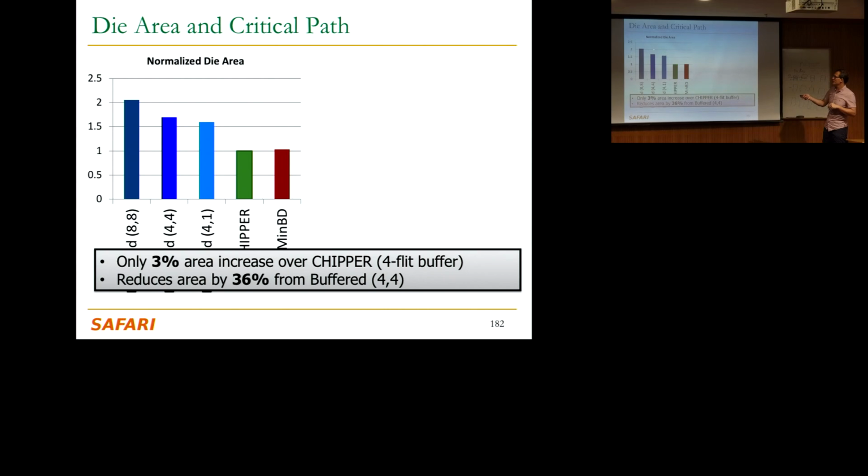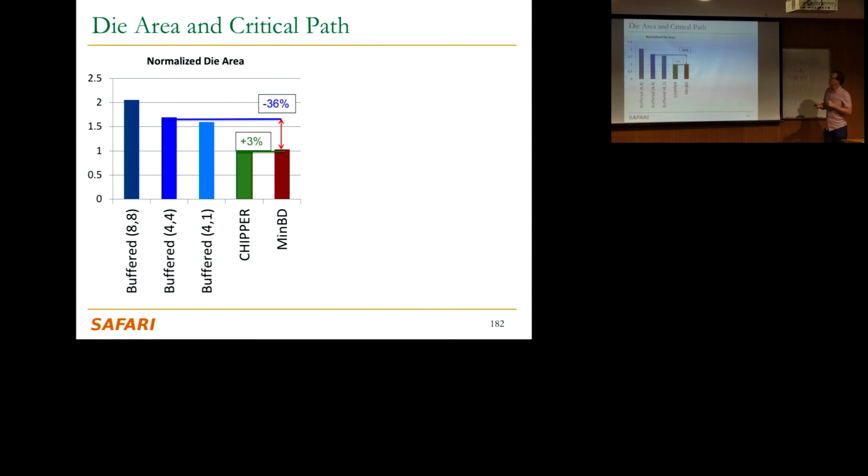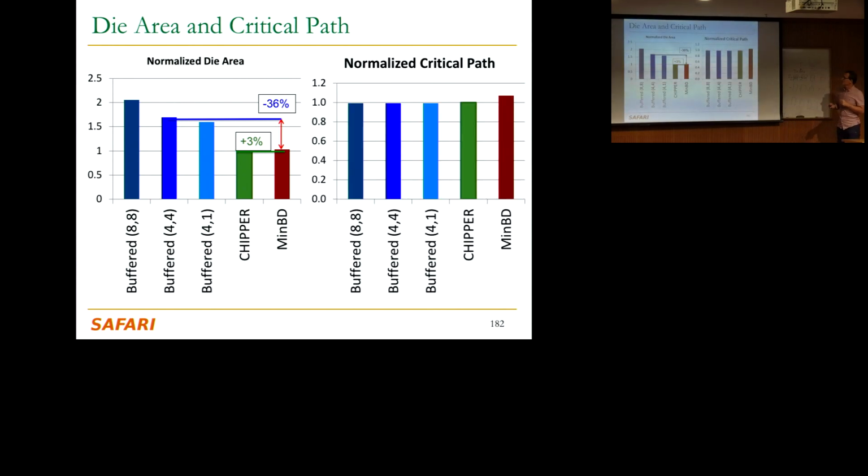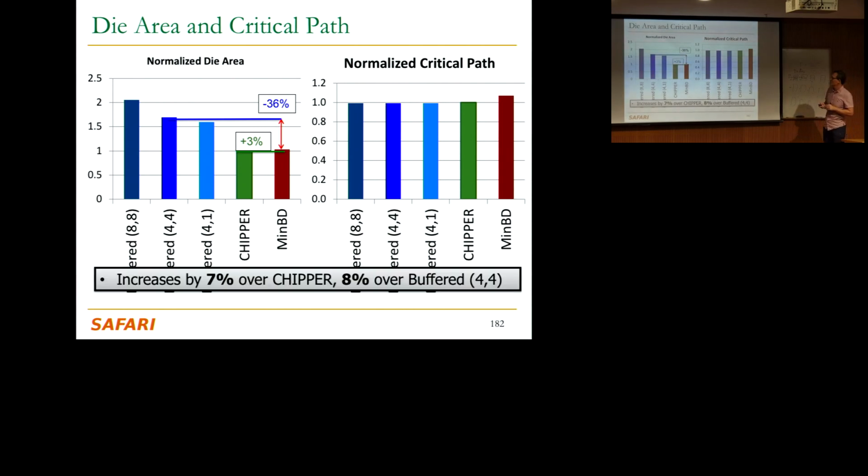And you still reduce area significantly compared to a mid-sized buffered network. Okay, and this is the critical path. So our critical path is higher than CHIPPER, unfortunately, because we add a little bit more. It's about 7% over CHIPPER because we have the buffering and we have the ejection, dual width ejection, right? And also the silver flit. Don't forget, all of these actually add a little bit to your critical path. But it's not terrible. So hopefully still within your cycle time.